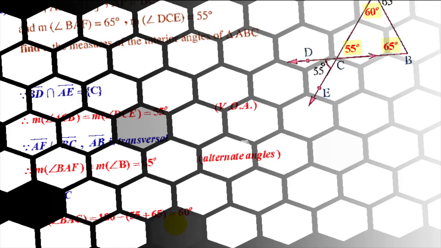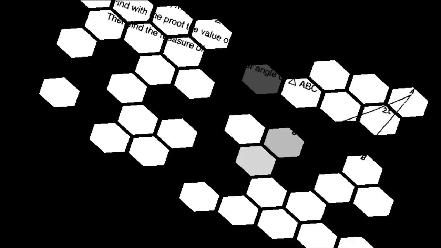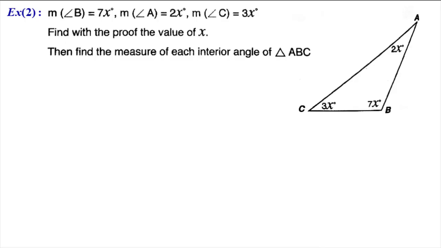Let's take example number 2. The measure of angle B equals 7x, the measure of angle A equals 2x, and the measure of angle C equals 3x. First, find with proof the value of x, then find the measure of each interior angle in triangle ABC.